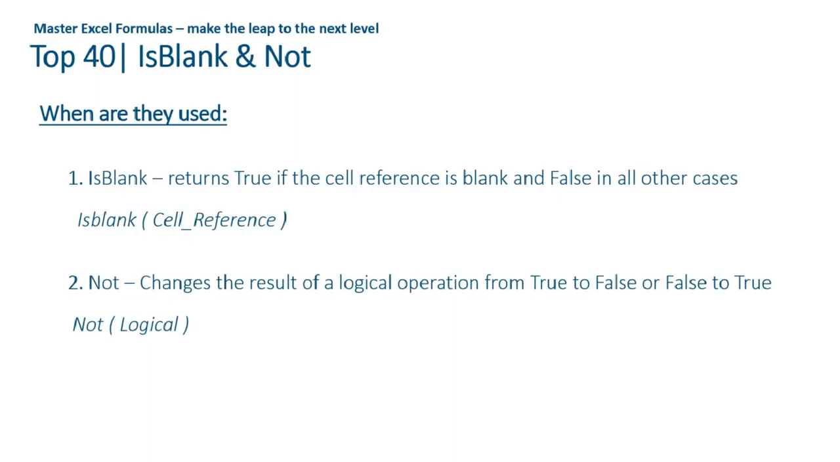Now the next two formulas are is blank and not. Is blank is another logical function, and it checks whether the specified cell has anything in it or it is empty. If it is empty, it's going to return true. If it's not empty, it's going to return false. Not changes the result of a logical operation from, let's say, true to false or false to true. I'll show you an example of that as well.